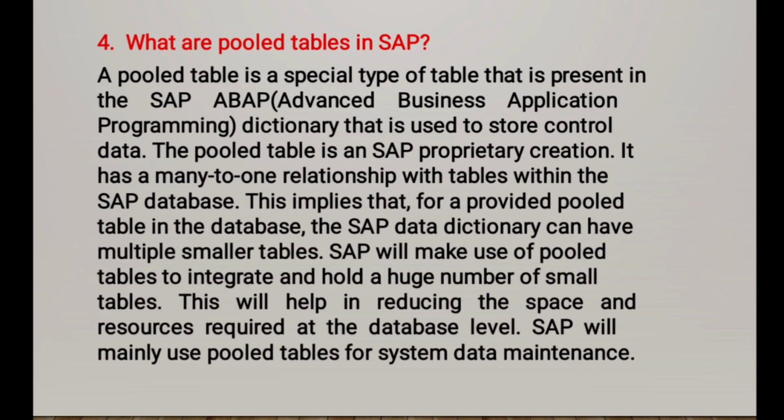What are pooled tables in SAP? A pooled table is a special type of table that is present in the SAP ABAP, that is Advanced Business Application Programming, dictionary, and is used to store control data. The pool table is an SAP proprietary creation. It has a many-to-one relationship with tables within the SAP database.